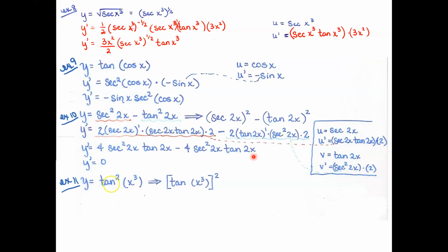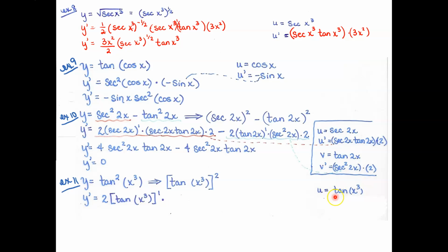For the next one, we've got the tangent of x cubed, that whole thing squared. Another way of writing that would be tangent x cubed, that whole thing squared. So you can see I've got a quantity being raised to the second power. If I take the derivative of anything to the second power, it's going to be 2 that thing to the first power. Now I need to multiply by the derivative of that thing.